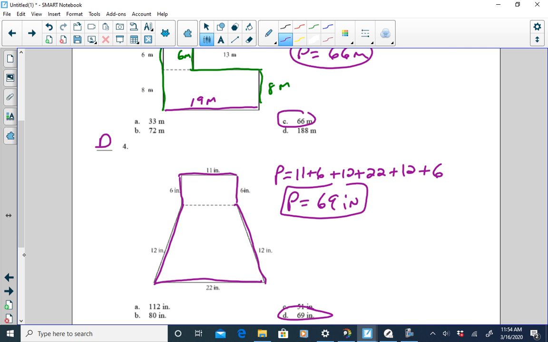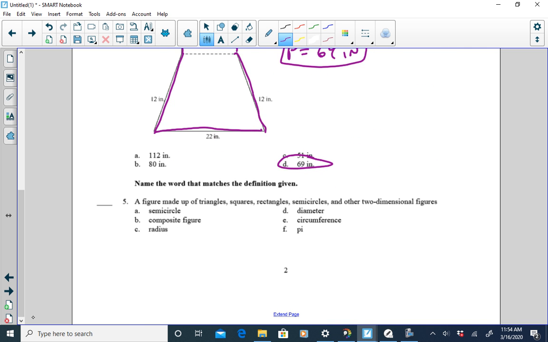All right, and I think we have one more question here. Just a vocabulary question. A figure is made up of triangles, squares, rectangles, semicircles, and other two-dimensional figures. Well, that's what we call B, a composite figure.